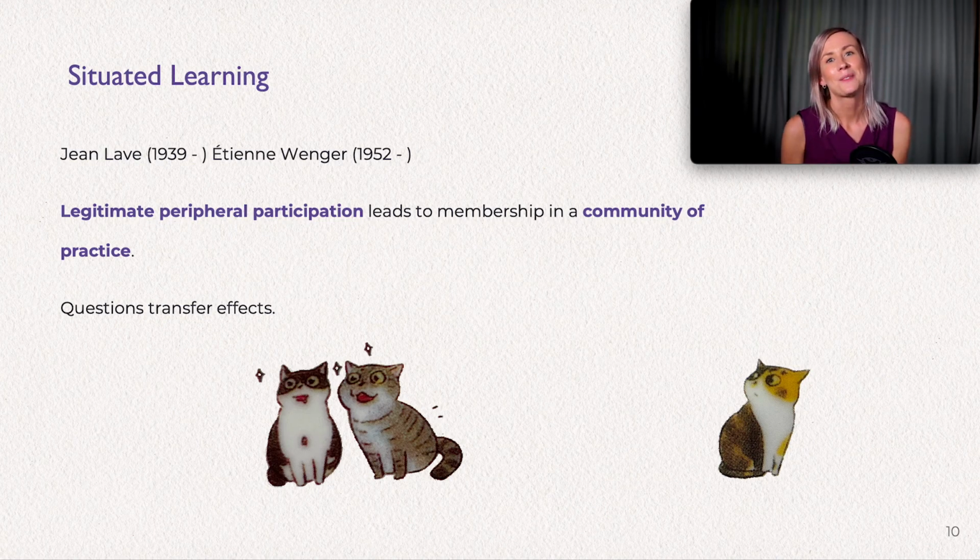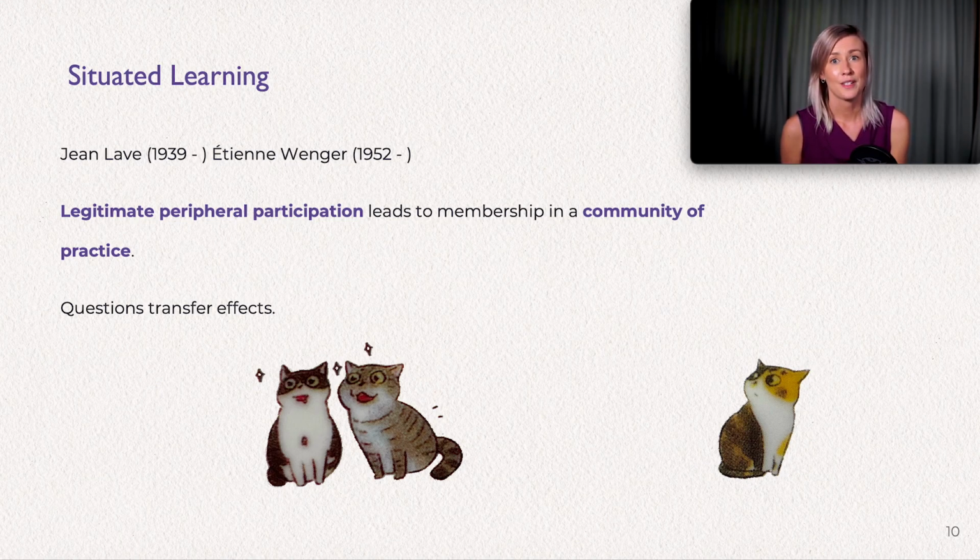Okay, now we come to situated learning with Jean Lave and Etienne Wenger. Okay, so the learner takes part in a social context. Knowledge exists within communities and a specific context. And to be able to access this knowledge, the learner needs to become part of the community.